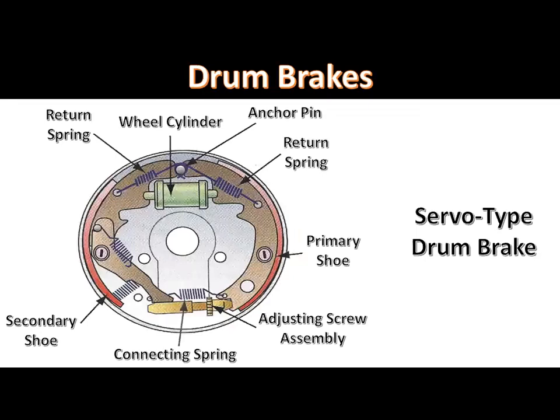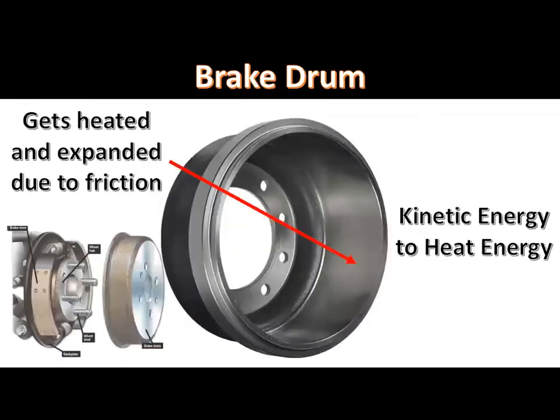The primary brake shoe is positioned toward the front of the vehicle, and the secondary shoe is positioned toward the rear of the vehicle. When the brakes are applied, pressure from the master cylinder forces the wheel cylinder pistons outward. As these pistons move outward, the push rods force the brake shoes outward against the brake drums. Friction between the brake shoes and the drum provides a braking action.